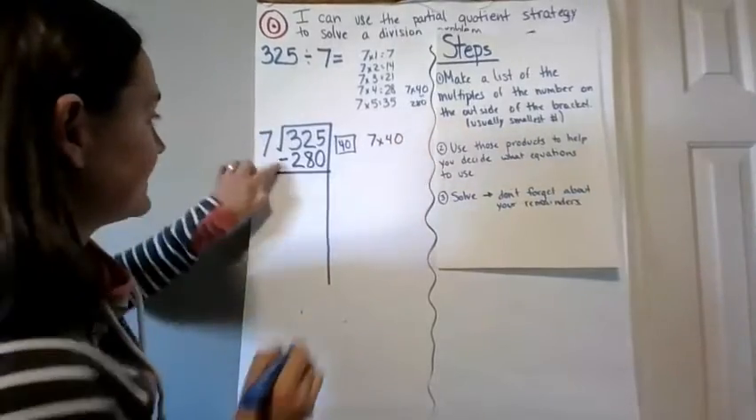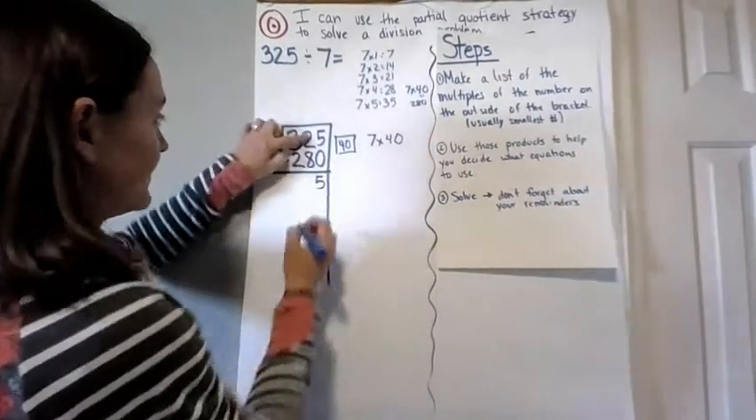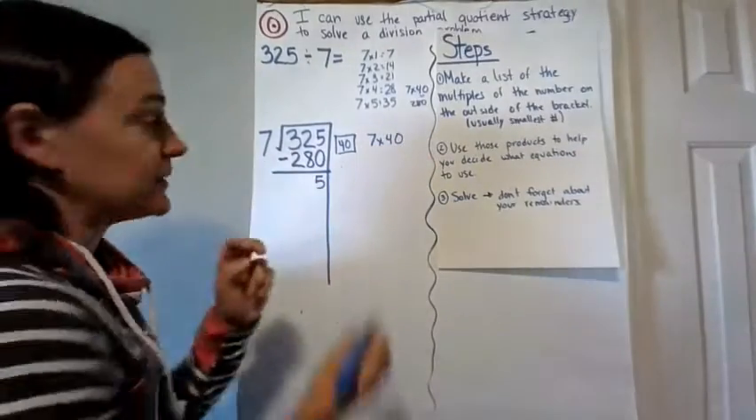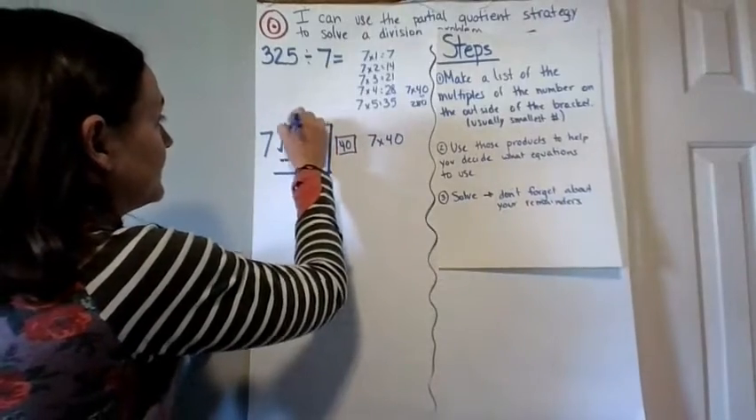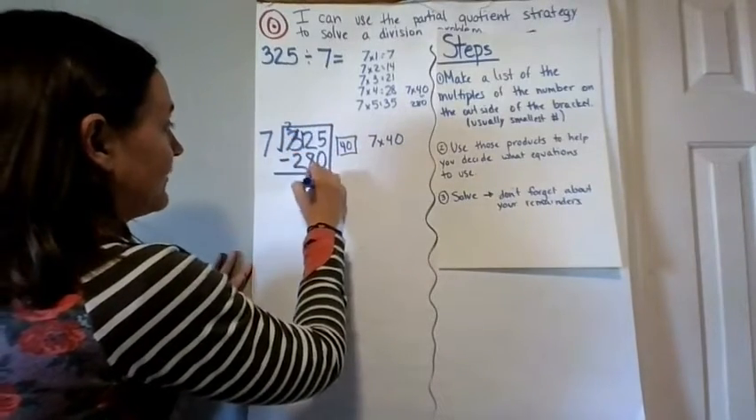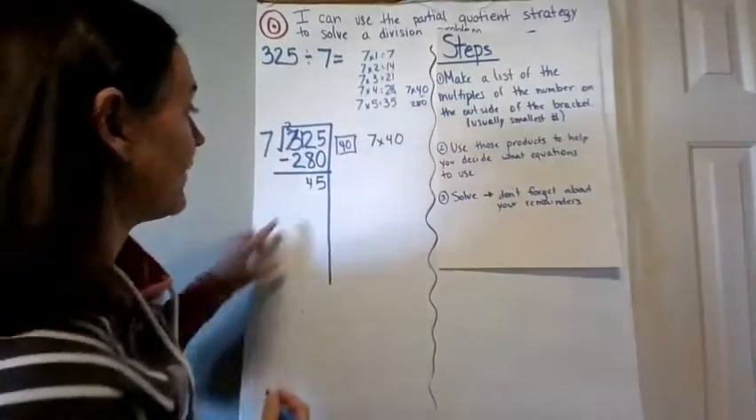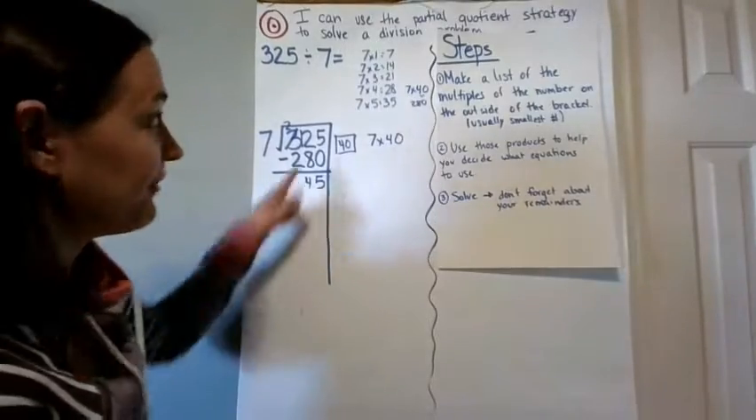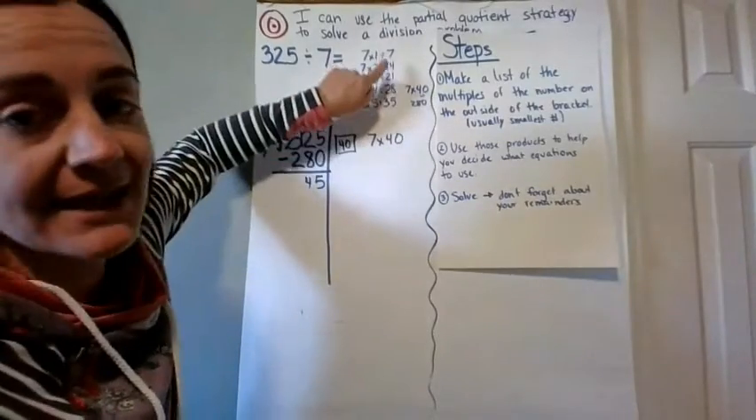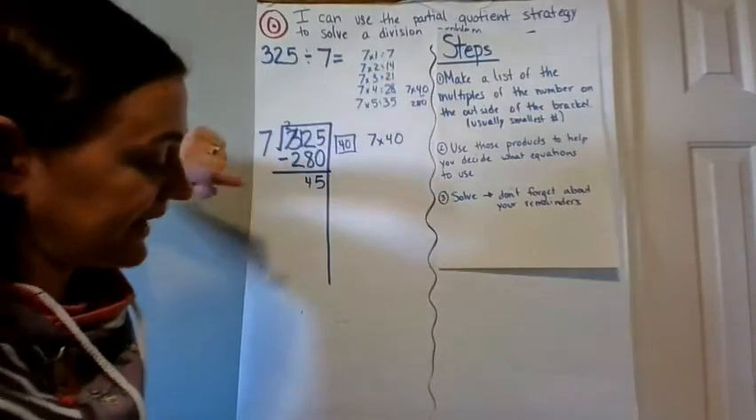So 5 minus 0 is 5. 2 minus 8, I can't take 8 from 2, so I'm going to go and borrow. 12 minus 8 is 4, and 2 minus 2 is 0. I only have 45 left because I was able to use this to help me quickly get that number down.